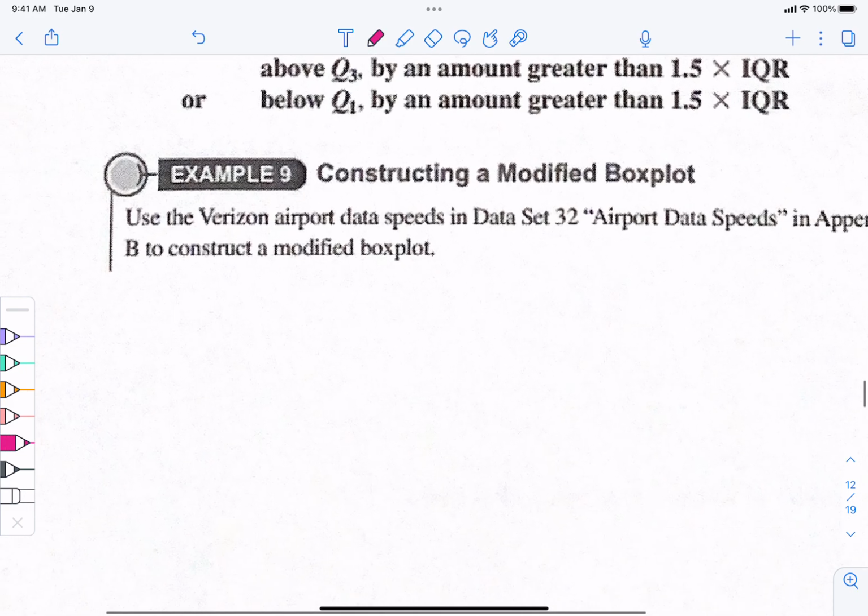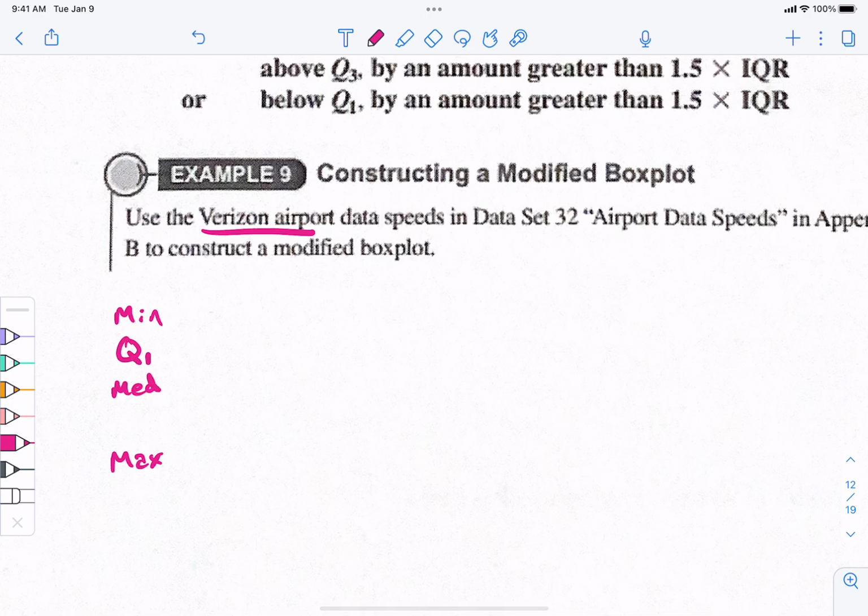So I'm going to go to Verizon Airport data speeds, and we're going to talk about the min, the max, the median. I'm going to replay all these numbers for you, Q1 and Q3, okay? Somebody want to list these for me? Go to the backside and list these for me. Min was 0.8, 7.9, 13.9, 21.5, and 77.8.